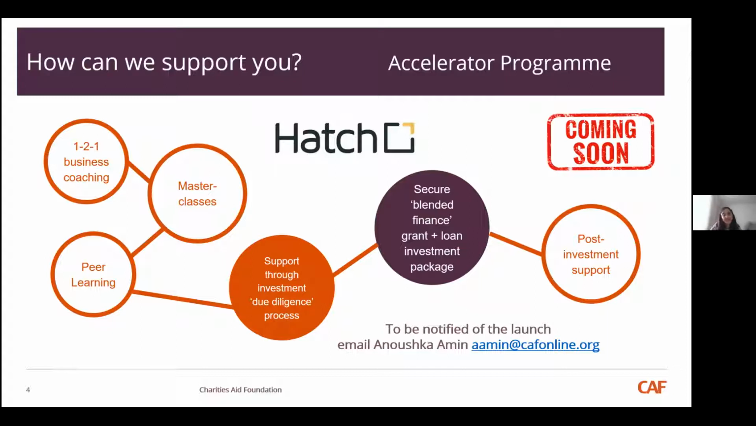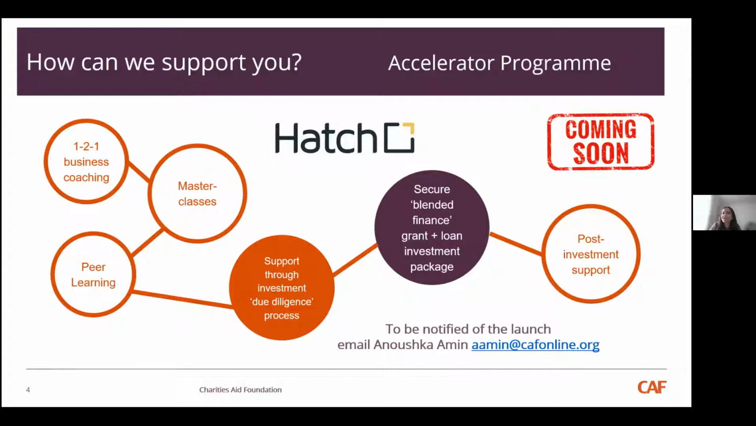We have a delivery partner, Hatch Enterprise, who some of you might be familiar with, who will be providing a very full suite of non-financial support to complement our investment. What does that look like? In the pre-investment stages, it's building expertise, both generally and then giving you bespoke support for your business. It will cover things like strategy, funding, marketing, finance, legals. It's really supposed to be very holistic in its approach. And they will also support you through the investment due diligence process, which I'll come on to next.